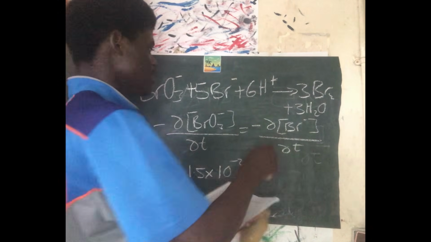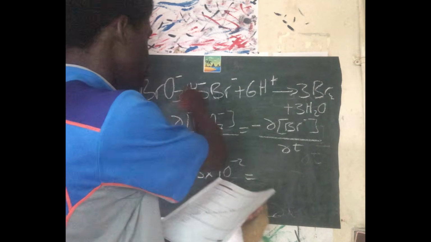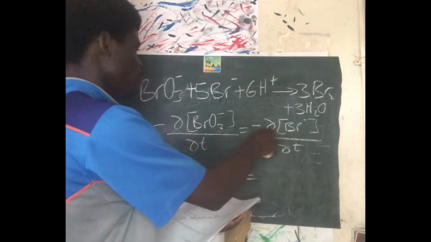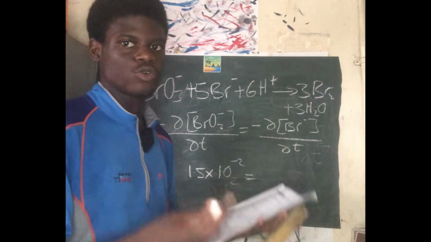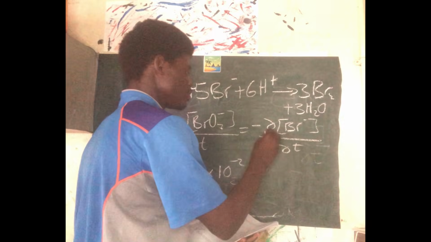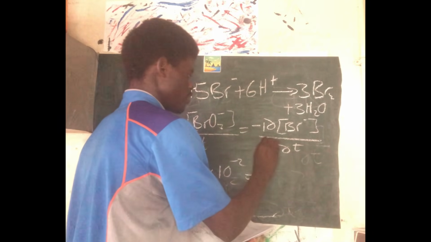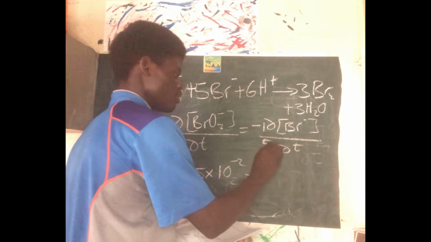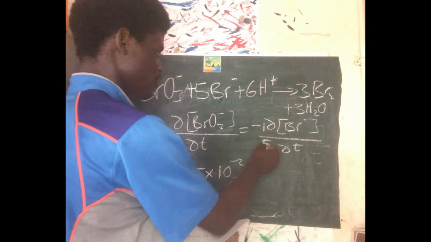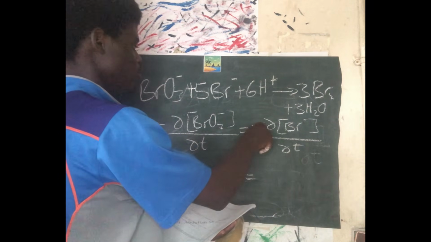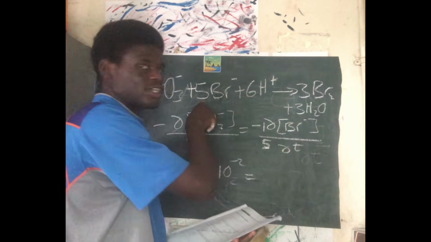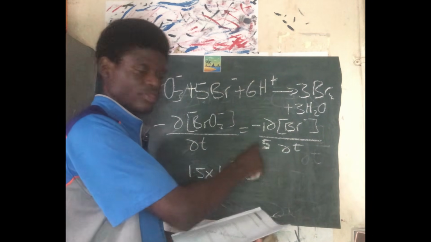But you can see in this equation, Br minus has a coefficient, and that's a coefficient of 5. If you are writing it with the coefficient, the coefficient is going to be in the denominator, that will be 1 over 5. Without the coefficient, just leave it like this. But if you find the coefficient here, it will be 1 over that coefficient. So if it was 3 that was here, it will be 1 over 3.